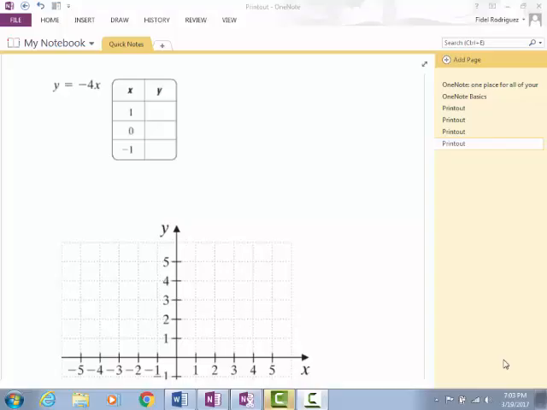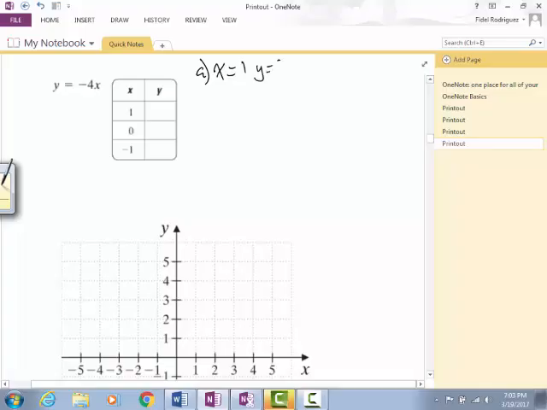Okay, so my next problem here says for me to graph y equals negative 4x, and again I have my table of values. So just as we did before, I'm going to go ahead and do this in 3 parts. So in the first part, I know that x is equal to 1, but I don't know what y is. So we're just going to write this out. y equals negative 4 times x, which is 1. So y is equal to negative 4. So I'm going to put a negative 4 right there.